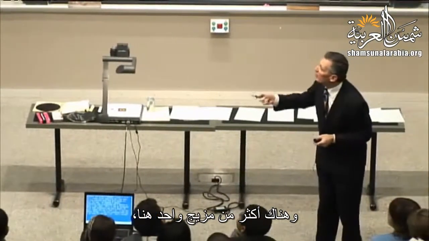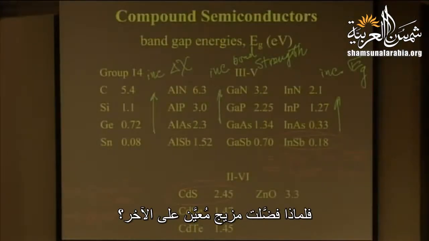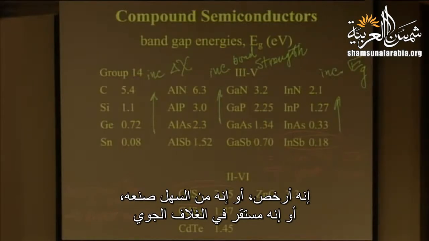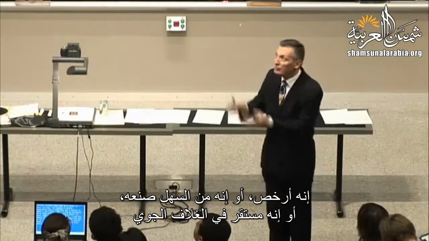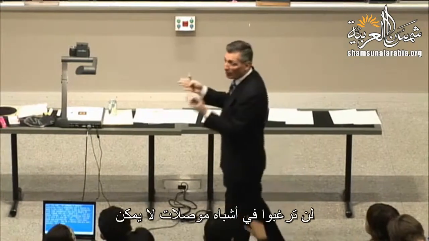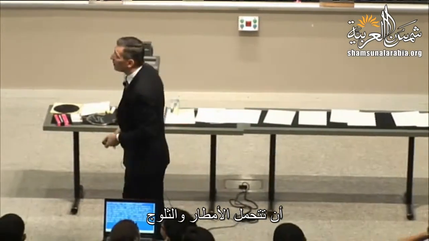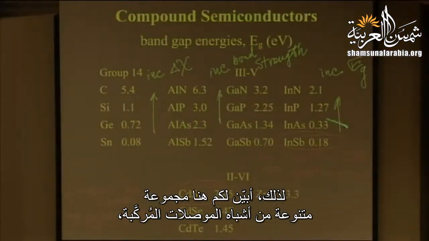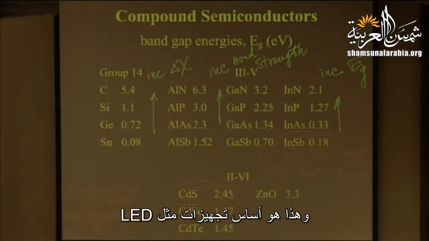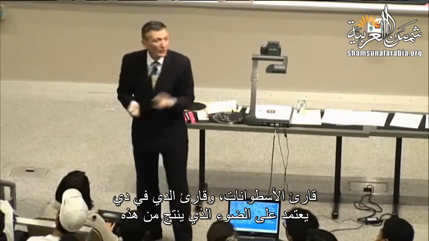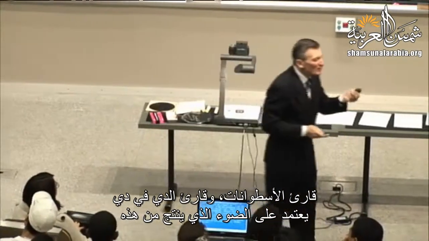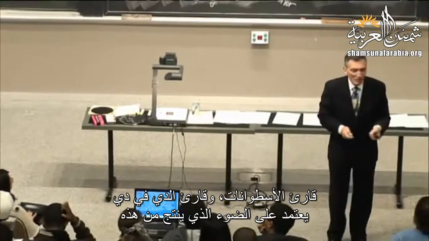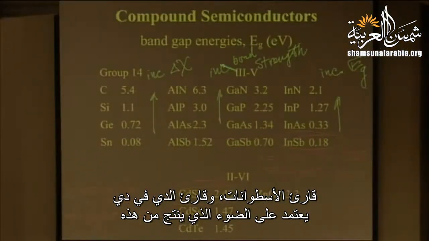And there's more than one mix here, so why would I choose one mix over another? It's cheaper, or it's easier to process, or it's stable in the atmosphere. You don't want a semiconductor that can't stand rain and snow. And so I'm showing you here a variety of compound semiconductors, and this is the basis of things like the LED, the CD reader, and the DVD reader, which are based on light generated from these.